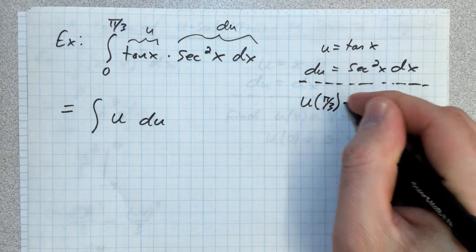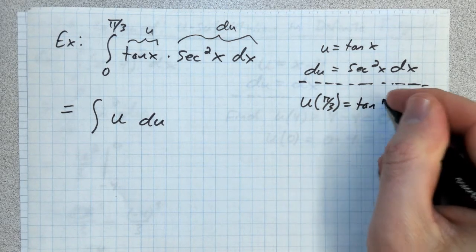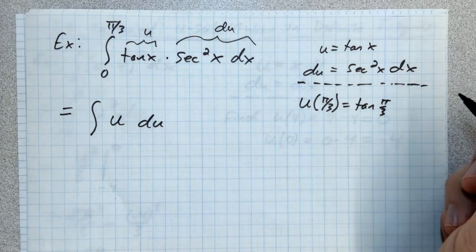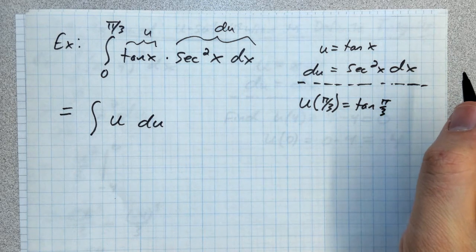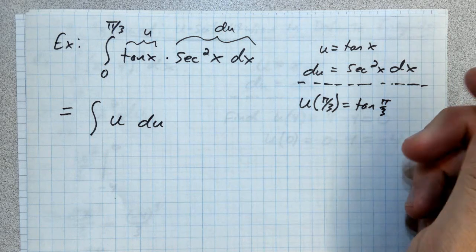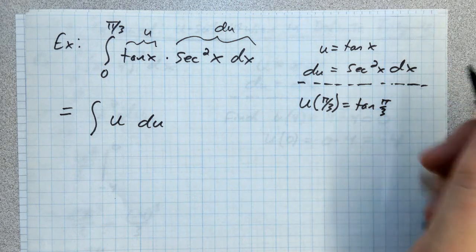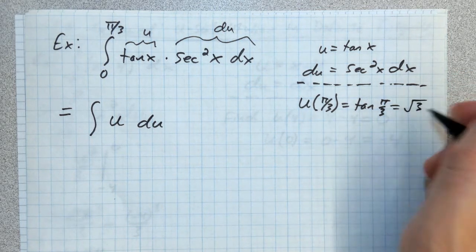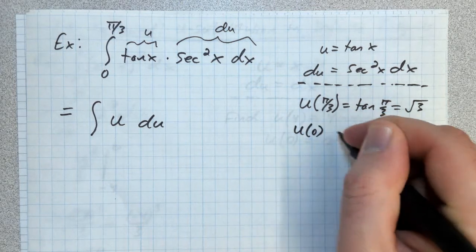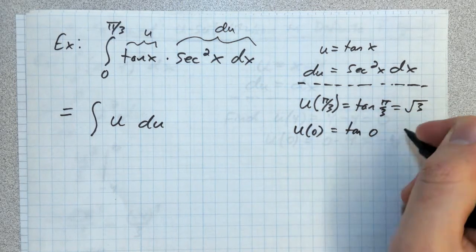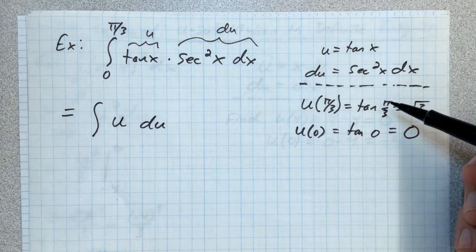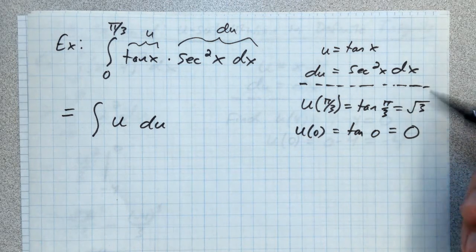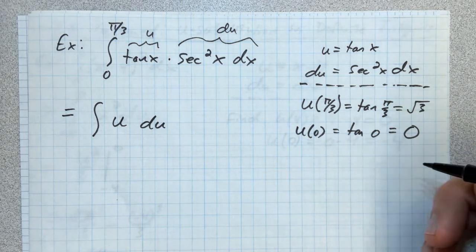Well, u of pi over 3 would be tangent of pi over 3. Tangent of pi over 3 turns out to be the square root of 3. And then let's find u of 0. U of 0 would be tangent of 0, which equals 0. You could figure out that this was root 3 from the special right triangles. Pi over 3 is 60 degrees. So you could look at the 30, 60, 90 right triangle to figure that out.